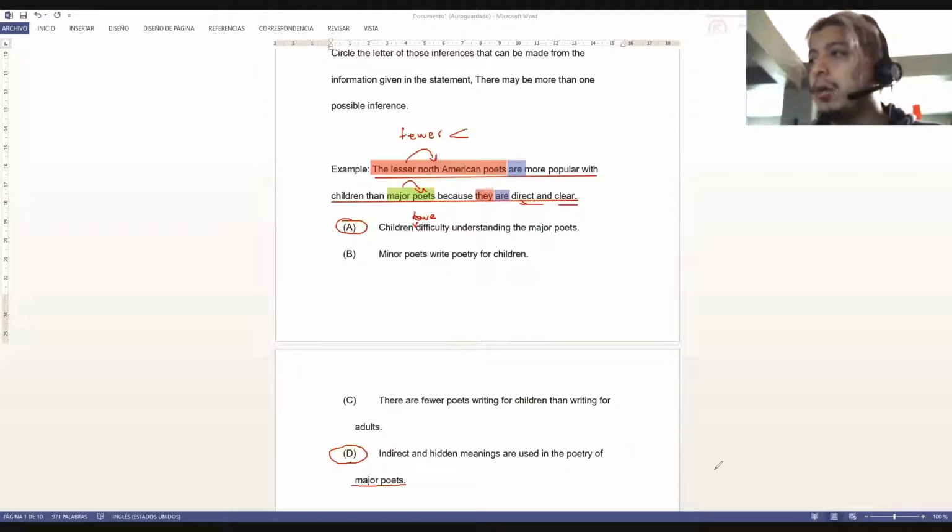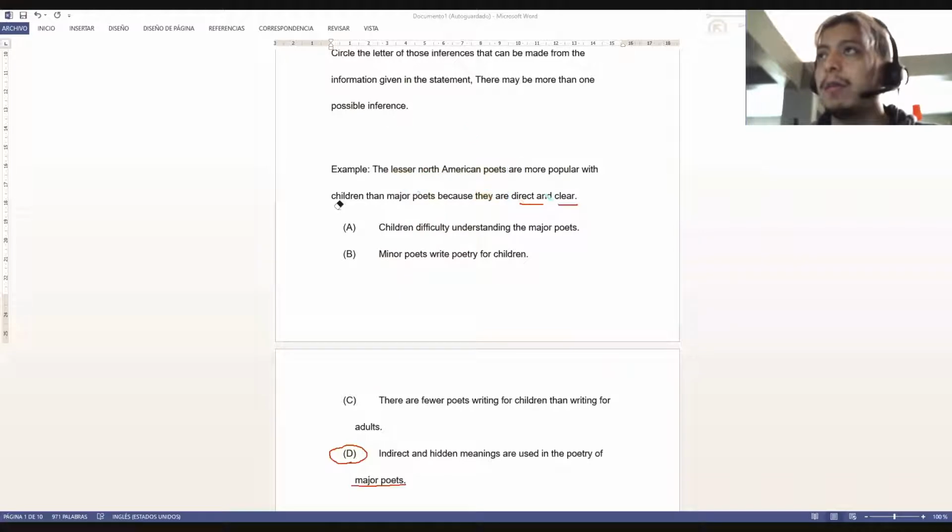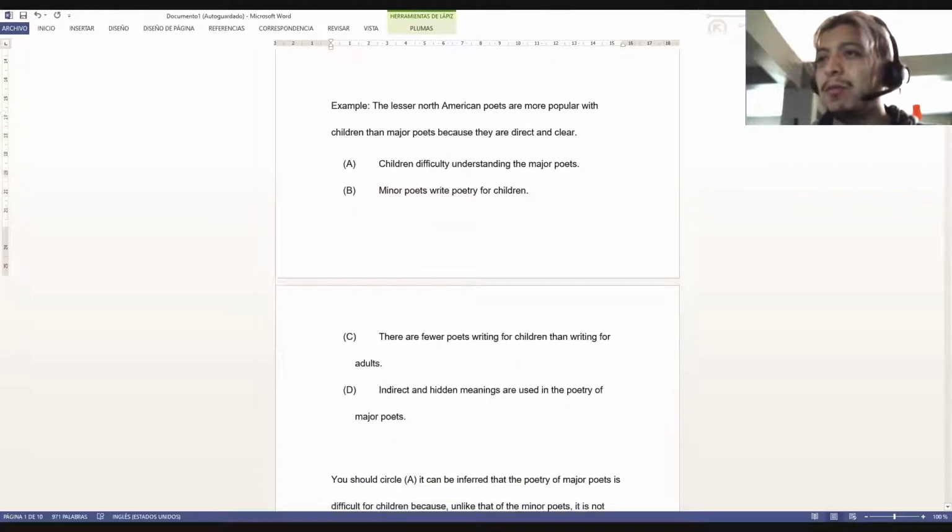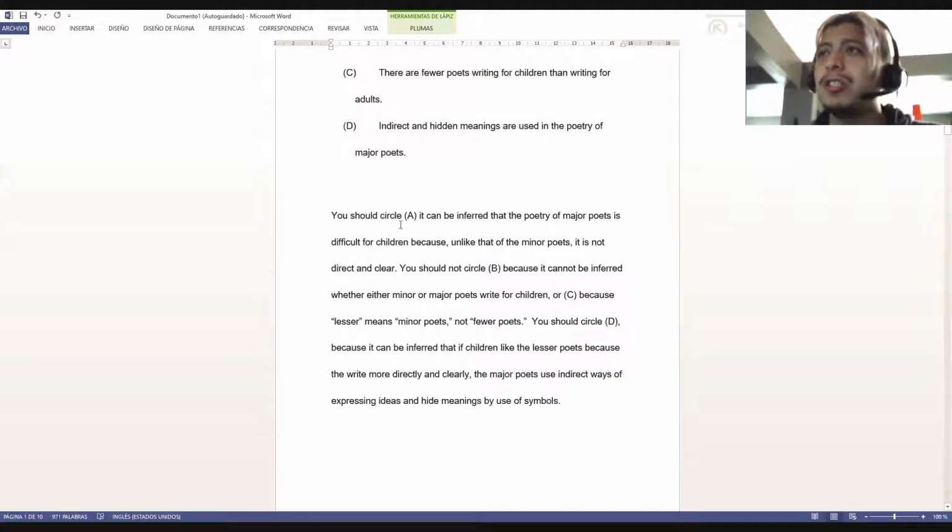Let's check whether this is correct or not. Let me just get rid of all of this, because we're going to move on and all these lines are not going to move with us. It says, you should circle A.